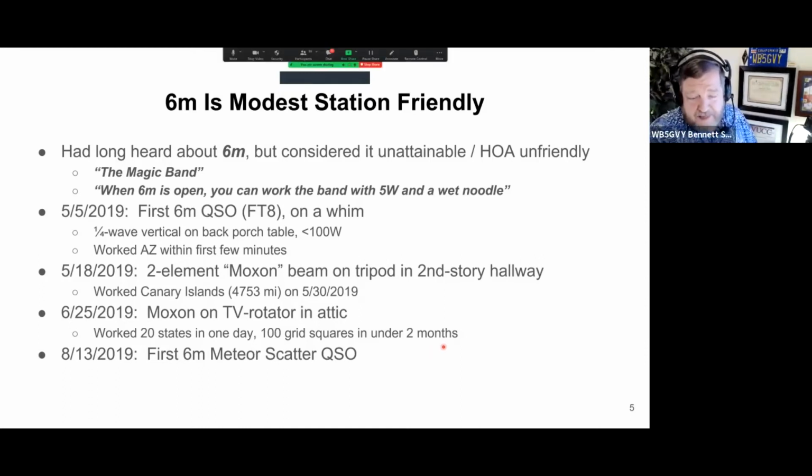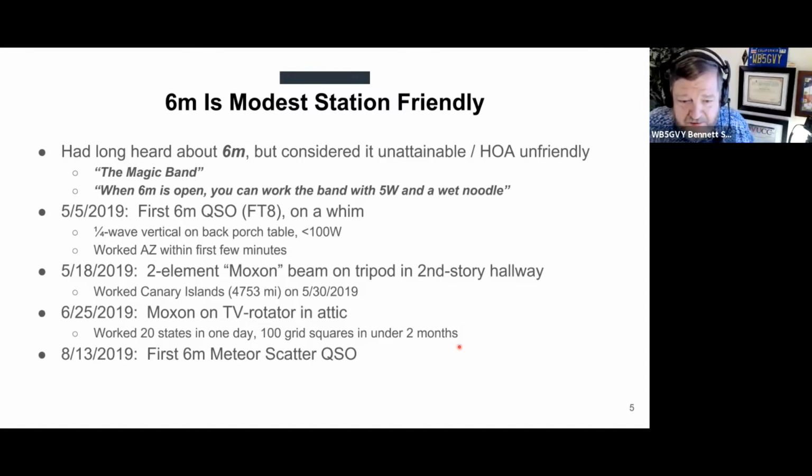Getting my feet wet in 6 meters, I began to hear about Meteor Scatter. If you start listening to the social media on 6 meters, it comes up quite a bit. So I tried it out, and on August 13th of 2019, I had my first 6-meter Meteor Scatter QSO.